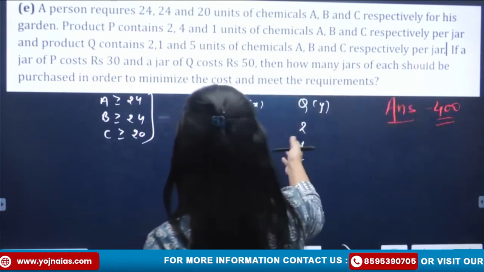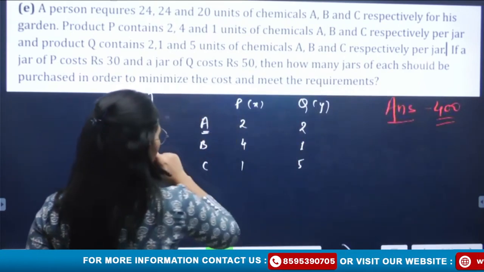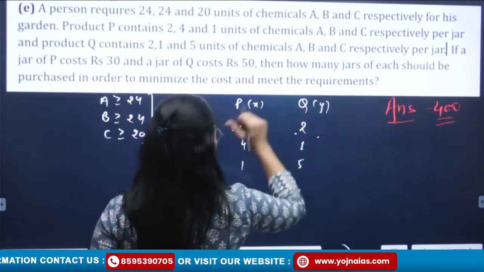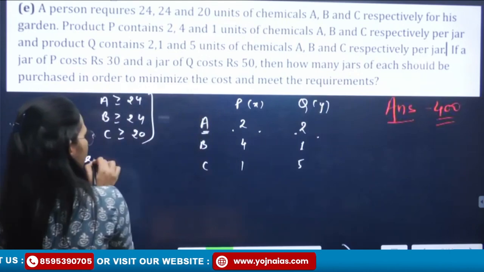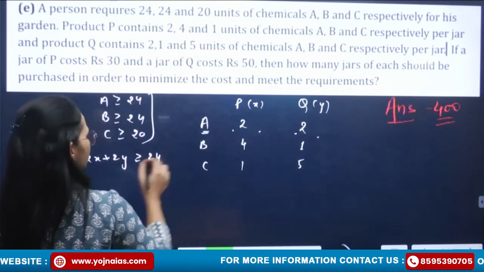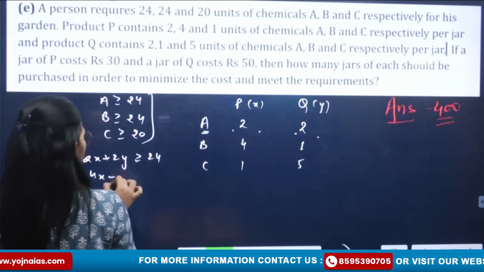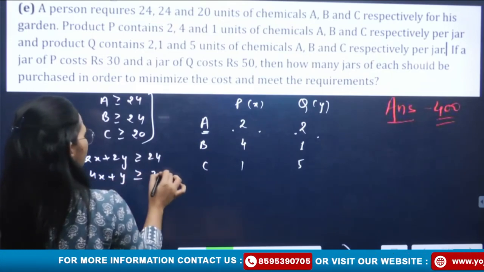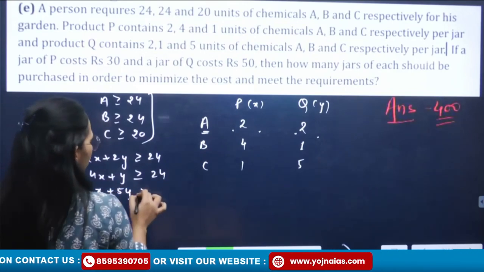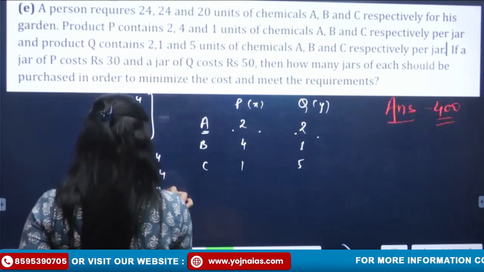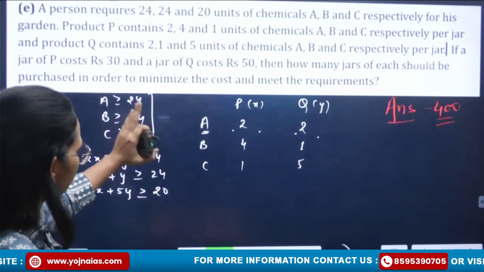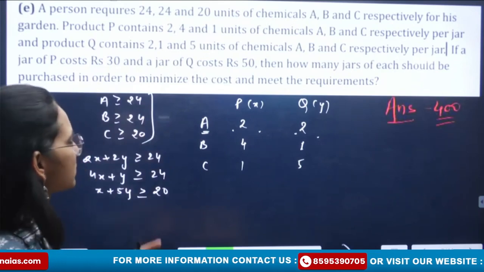So from here what we get, if product A would be consisting of 2 units of P and 2 units of Q, that is 2x plus 2y should be greater than or equal to 24. Then you have 4x plus 1y should be greater than or equal to 24, and x plus 5y should be greater than or equal to 20. These are the conditions, and then they are saying you need to minimize the cost requirements.